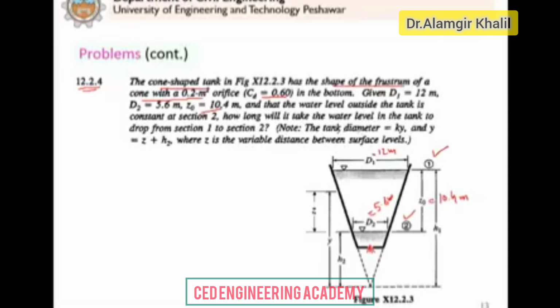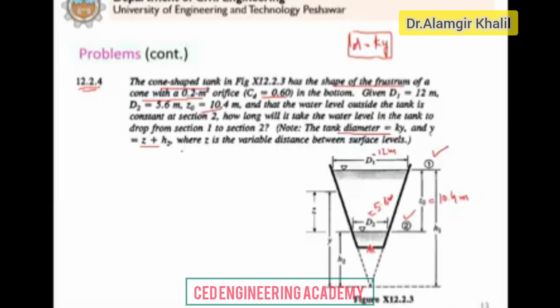What is given is that the tank diameter, that is, let's say whatever, small d or capital D, their diameter is equal to k times y, where k is a constant. It means that the diameter is changing with respect to y. It is not constant. This is given in the question. So accordingly you will work. And y is equal to z plus h2. This is now given in the question. So now we have to solve the problem.